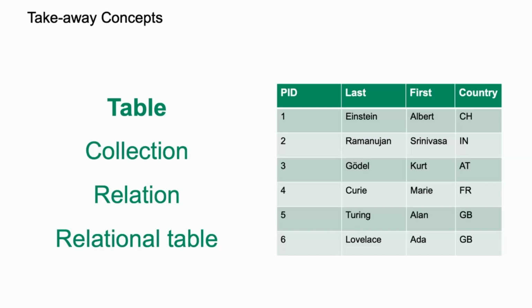Some people would call it a relation, especially the mathematicians. That is the reason why it's called a relational database too. Some people might call it a relational table instead of just a table. This is all the same thing. This is what you see on the right, all synonyms of that. Okay, so that's the first thing, a table.